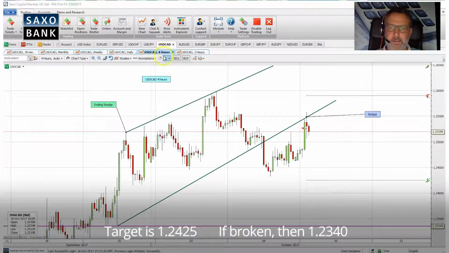If we break that, then we'll look for the wedge target at 123.40.